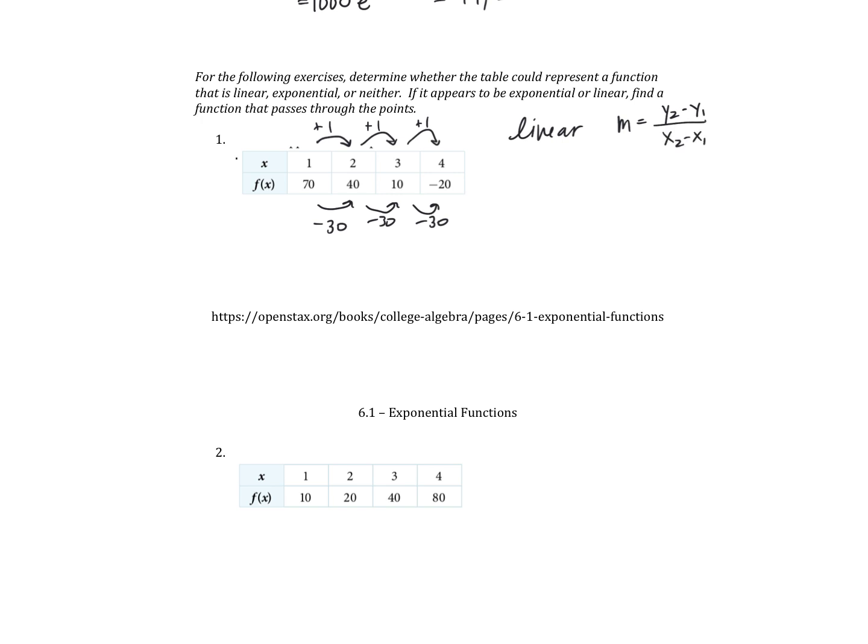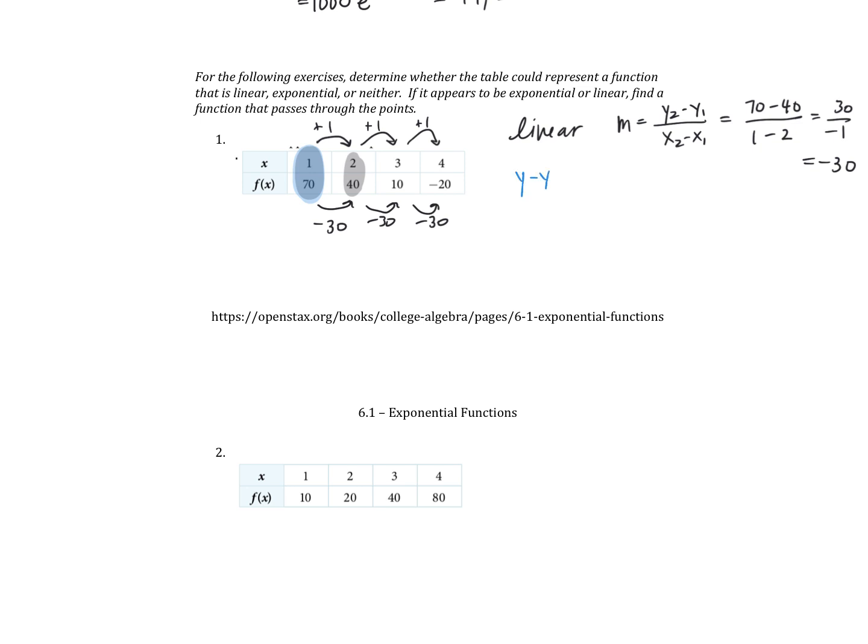Just pick 2. It doesn't matter which 2 you choose. So I'm going to pick 1 and 70 and 2 and 40. So this would be 70 minus 40 over 1 minus 2. So that would be 30 over negative 1, which is negative 30. Okay, so here is our slope. Now we're going to use one of the points. Doesn't matter which one. So again, I'm going to choose the 1 and 70.